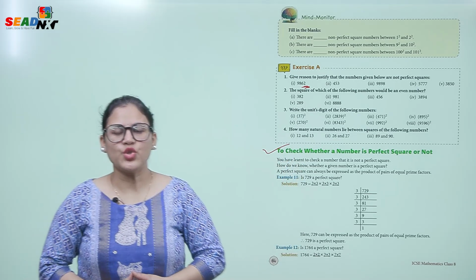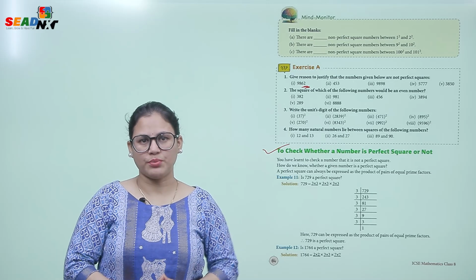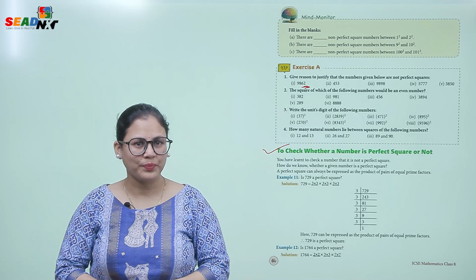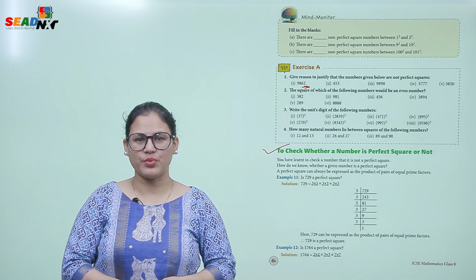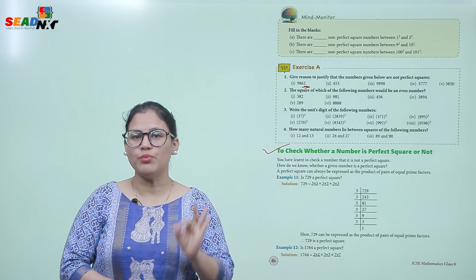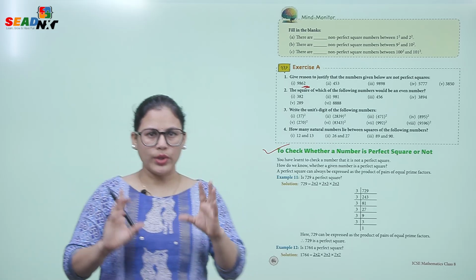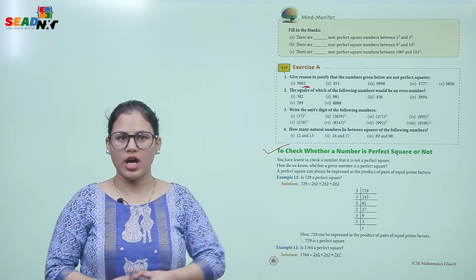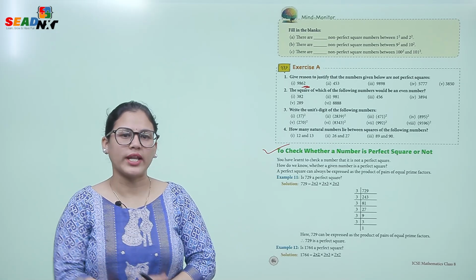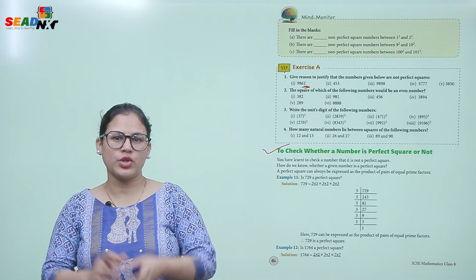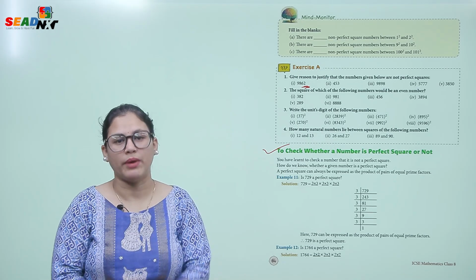Okay. Next, move on to the next topic: to check whether a number is a perfect square or not. You have learned to check that a number is not a perfect square. How do we know whether a given number is a perfect square? A perfect square can always be expressed as a product of pairs of equal prime factors. अभी तक हमने ये चेक किया कि कोई नंबर परफेक्ट स्क्वायर है या नहीं, बट हम कैसे जानेंगे कि ये नंबर परफेक्ट स्क्वायर है या नहीं है? सो हम हमेशा इसके प्राइम फैक्टर्स के इक्वल पेयर्स बनाएंगे.